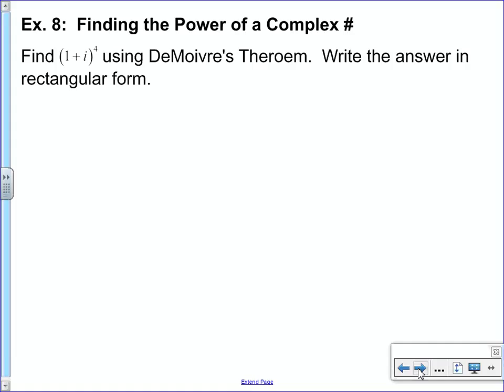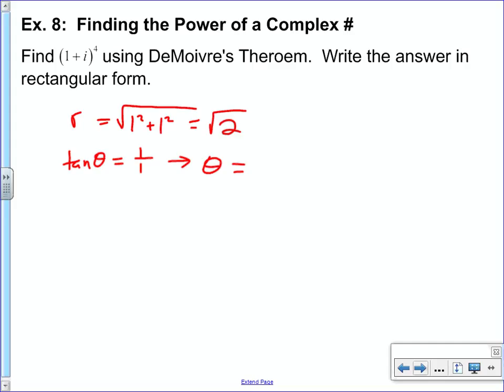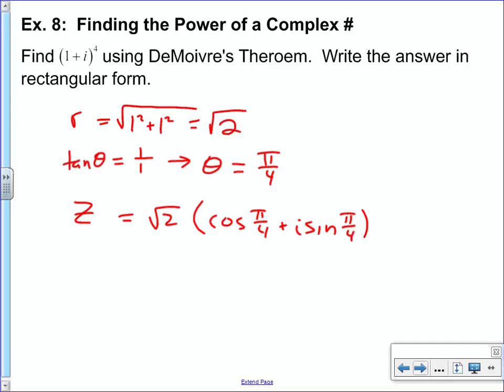To do polar form, you need the modulus. So, square root of 1 squared plus 1 squared is the square root of 2. And tangent of theta is equal to 1 over 1. Therefore, theta is pi over 4. So in polar form, it goes root 2 cosine pi over 4 plus i sine pi over 4.